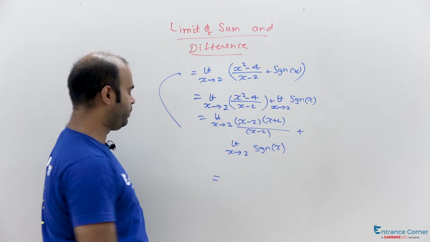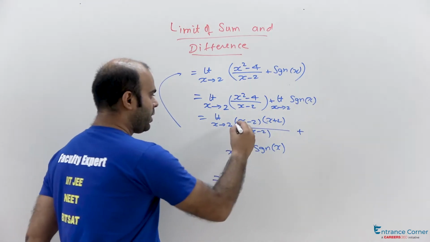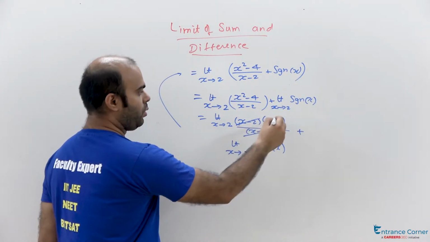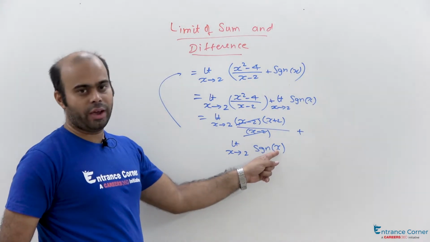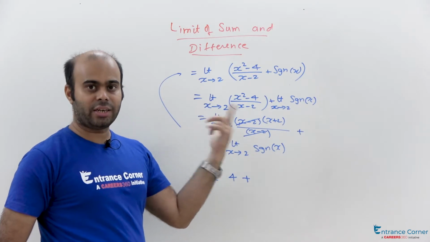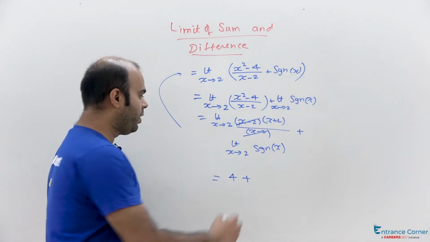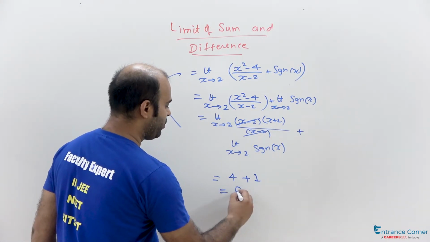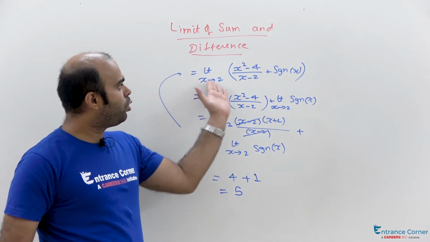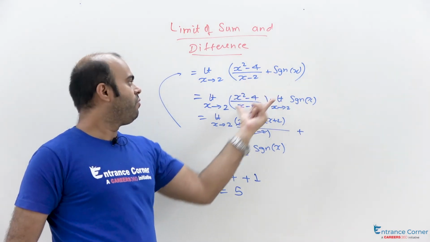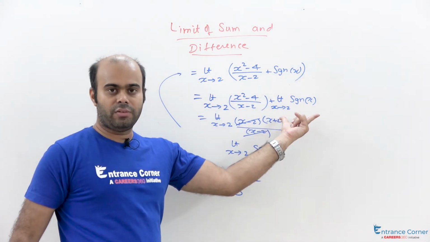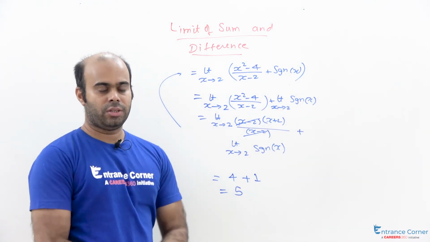So what would happen? This gets cancelled. Putting x equal to 2, we get 4 plus, when we take x as 2 here, signum of a value which is greater than 0, that is 2, will give you 1. So the output is 5. So we can use the theorem that instead of applying the limit to the whole, we can apply the limit to the individual functions. Similarly with subtraction. Thank you, students.